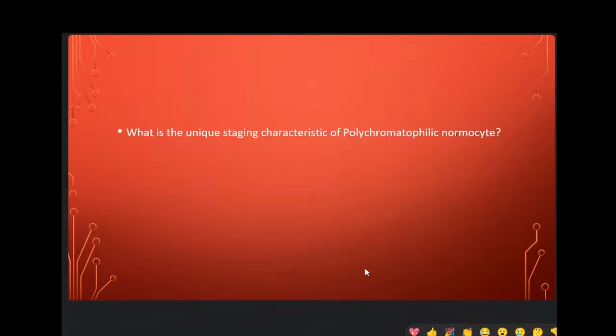The unique staging characteristic of polychromatophilic normocyte. It is the only RBC precursor that can be staged without a nucleus. Polychromatophilic normocyte. 'Di ba? Normocyte nga siya, 'di ba? Cell dapat siya. Ine-expect natin may nucleus.